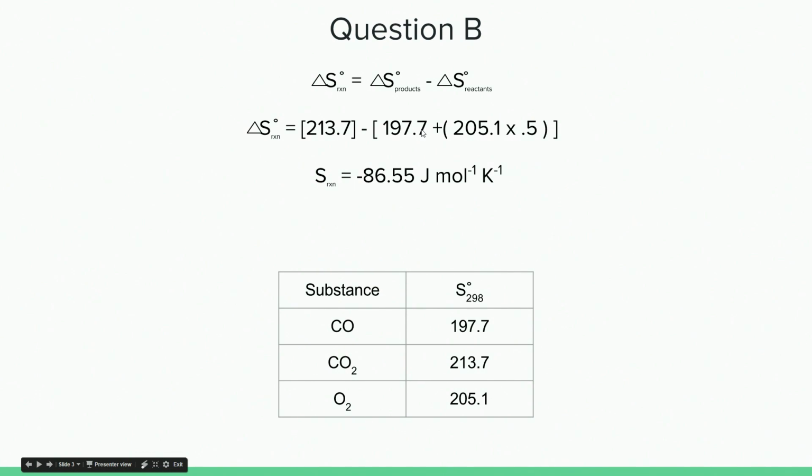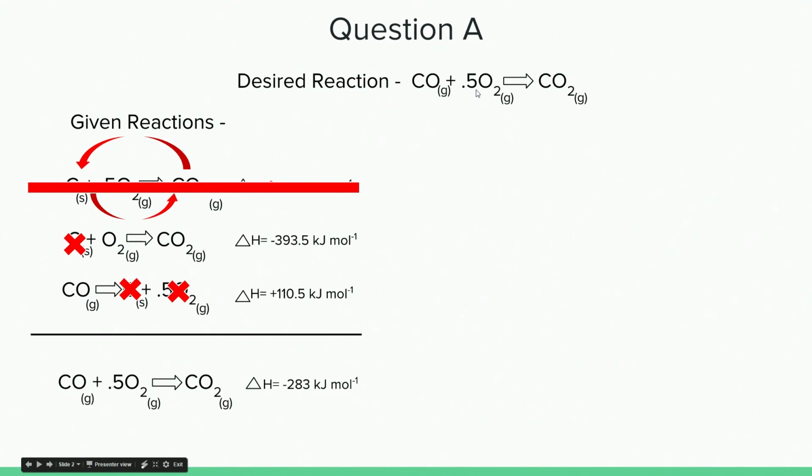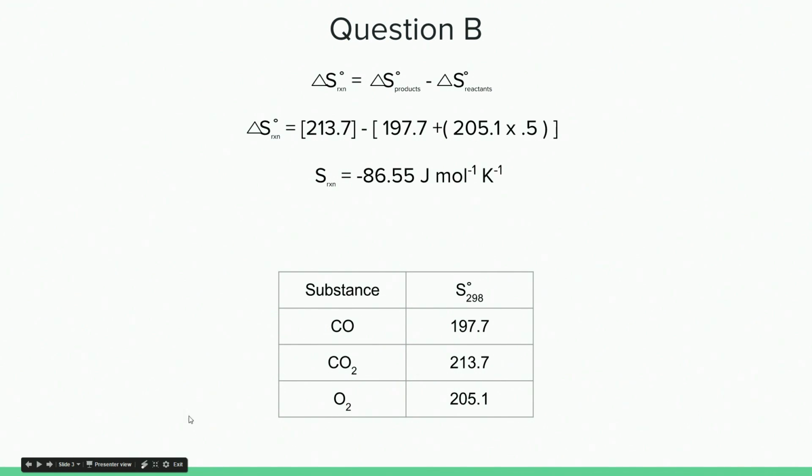213.7 minus the CO value, which is 197.7, plus the O2 value, 205.1. And you times this by 0.5 because the coefficient for the oxygen is 0.5, and this is all balanced. And you end up getting negative 86.55.